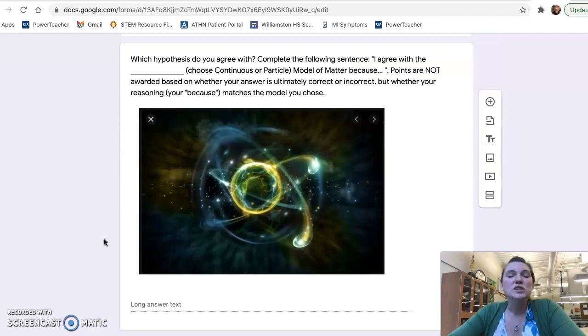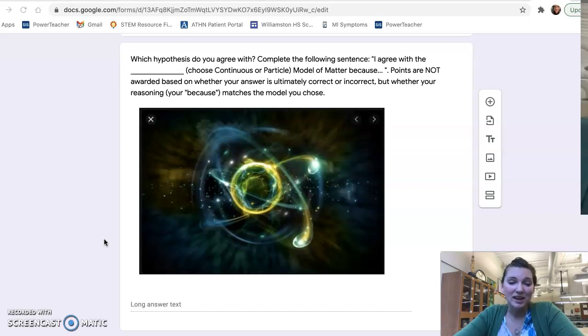Okay, so then which hypothesis do you agree with? Complete the following sentence. I agree with the something model of matter because, and please do start with that. It really helps me, and I think it helps you, to structure your thoughts if you use the sentence starters that I provide there. And now that we are at the end of this week and I've explained this to you really clearly, I hope that you agree with the particle model of matter, having seen what you've seen, having witnessed the evidence that you've seen this week. So you can actually have a really good, complex answer to this one that's going to work well on the test for you. I agree with the particle model of matter because, and why?